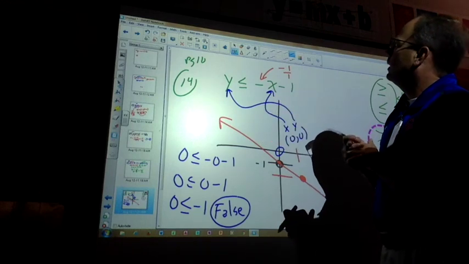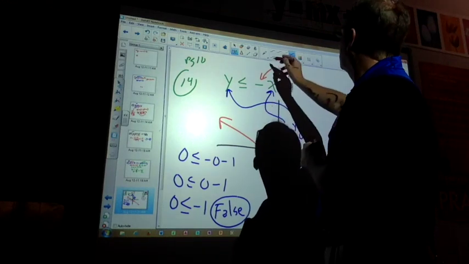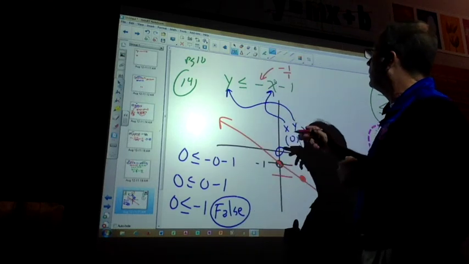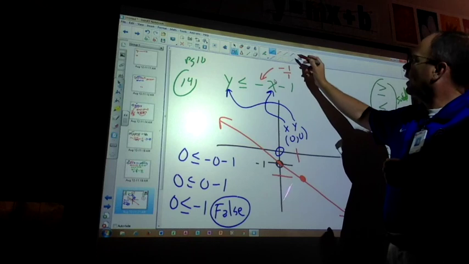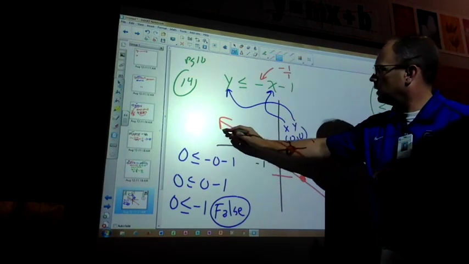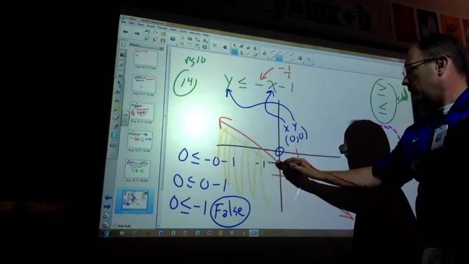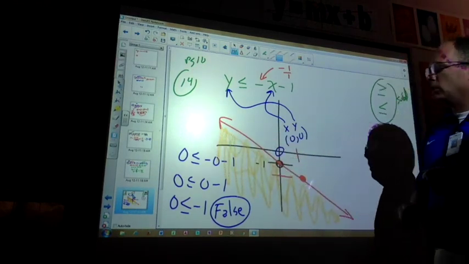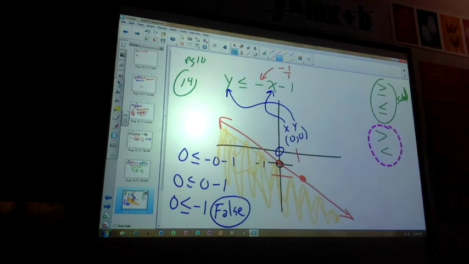Okay? So let's see what we can do here. We got anything cool? Oh yeah, we gotta go with the crayon. Heck yeah, let's use the crayon. So that means that, let's go with the crayon bigger. Okay. That means we shade down here because that region down here is appropriate.